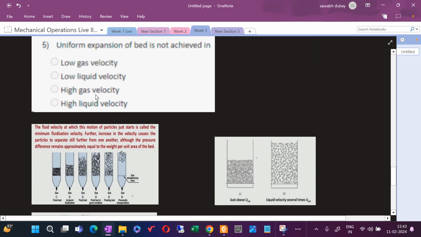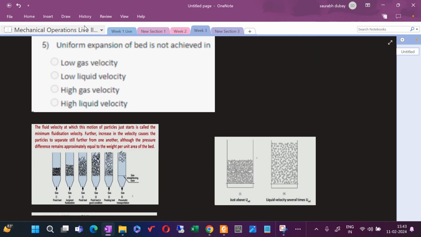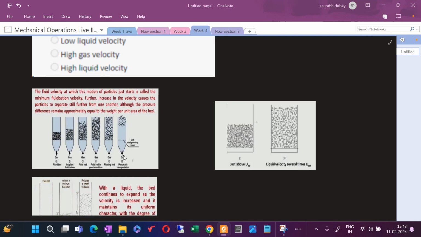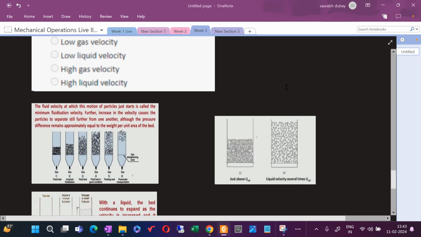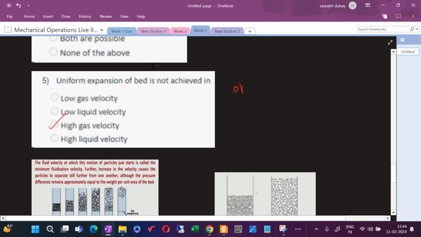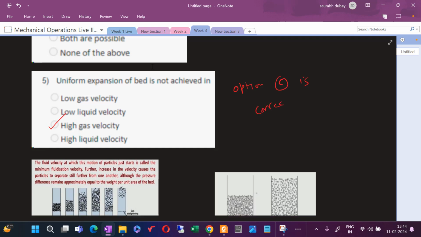In this case, at the high gas flow rate, or if you see this at the high gas velocity, mostly you don't get the high gas velocity. This is gas velocity. If the gas velocity is very high, mostly you don't get your bed to be uniform. So option C is the correct answer. C is the correct answer.